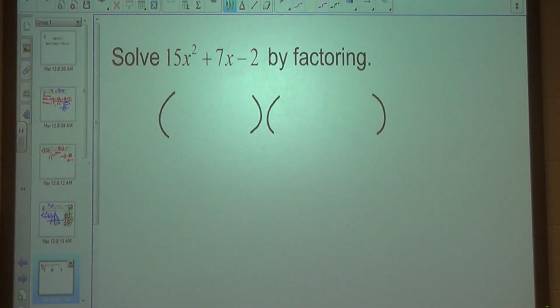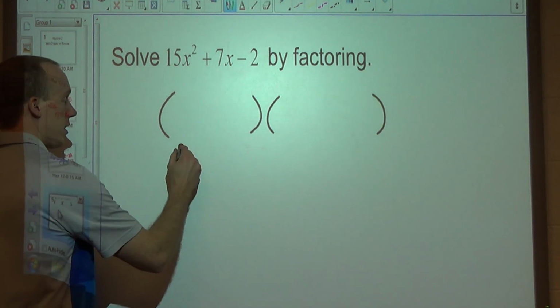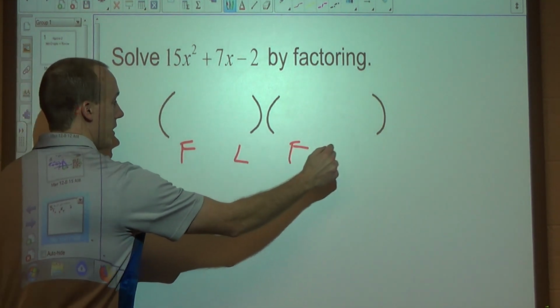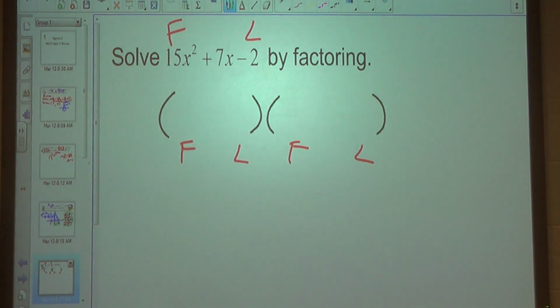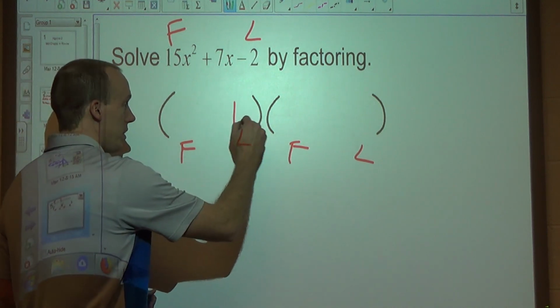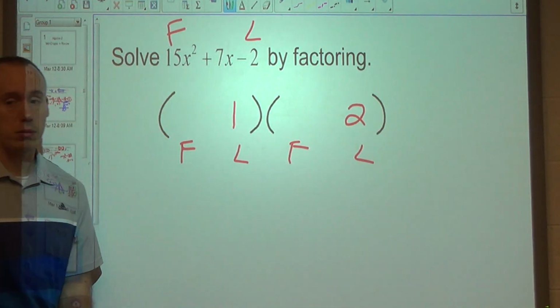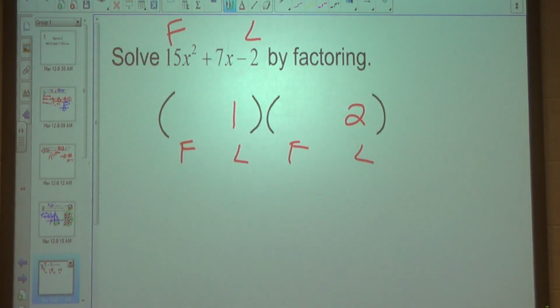You ask yourself, what times what gives me the first? Because what are the things you're filling in the parentheses? The first and the last. So those are the key numbers that you're looking for. What times what gives me those things? Which of those, the first or the last, which one has only one choice? The last. What's the only choices that give me 2? 2 and 1 or 1 and 2. Does it matter where I put the numbers? No, it doesn't. What matters is the matching up of the next numbers.